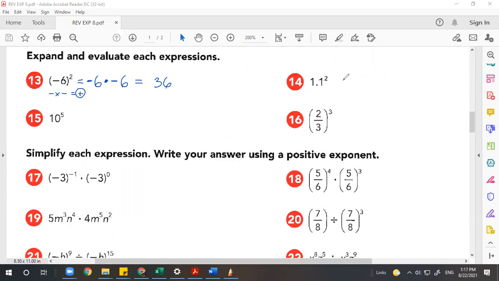Okay, now number 14, 1.1 squared. So 1.1 times 1.1, right? So you may use your calculator to find the answers. What is the answer?